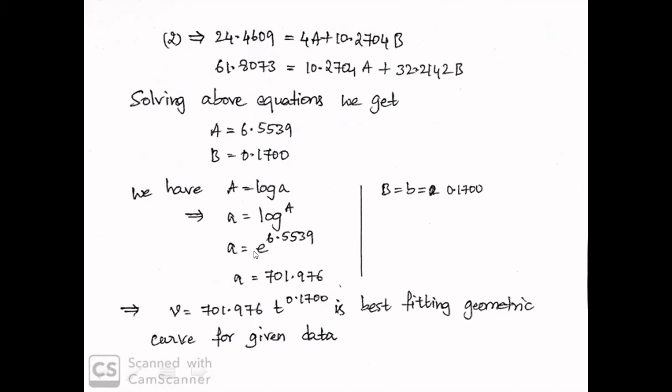We have a is equal to e to the power of 6.5539. We get a is equal to 701.976. The capital B and small b values are the same, 0.1700. Now you substitute these two values in the given geometric curve. We have V is equal to 701.976 into t to the power of 0.1700. So this is the best fitting geometric curve for the given statistical data.